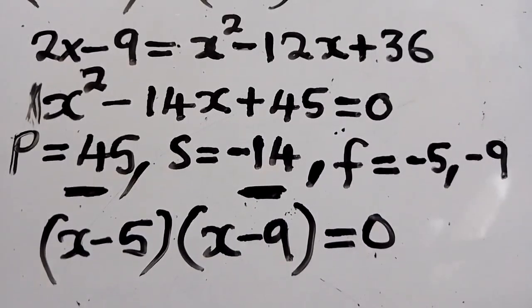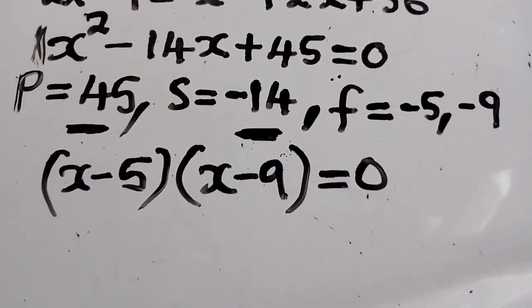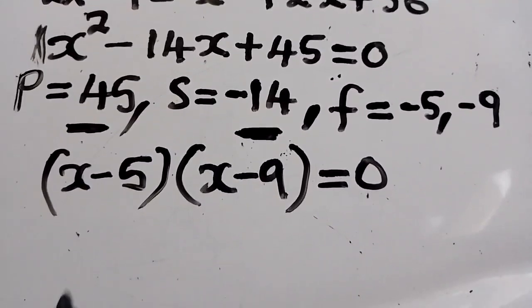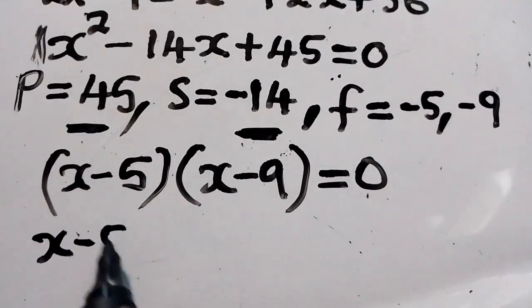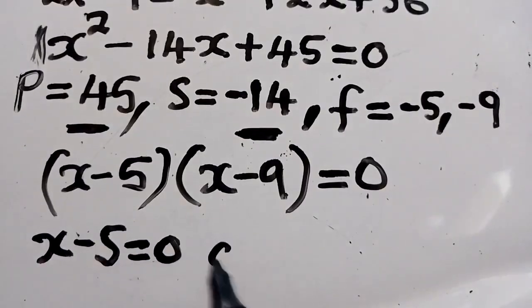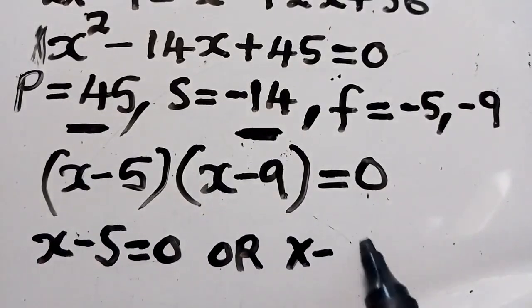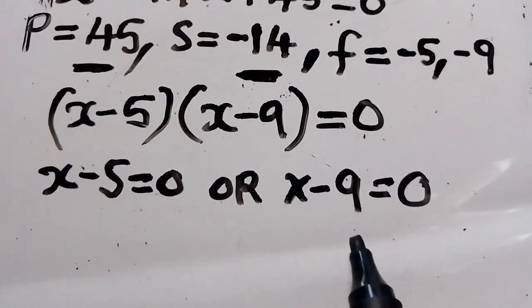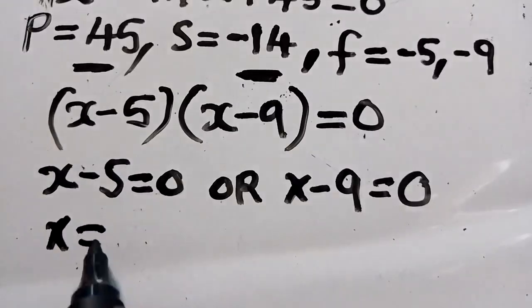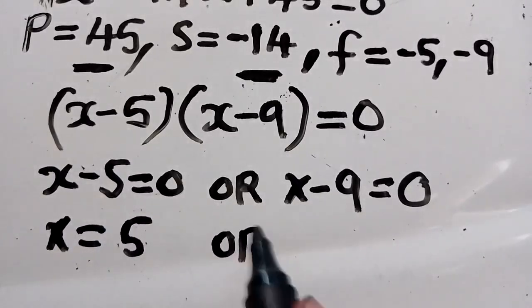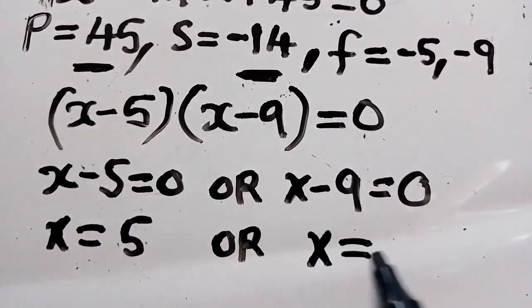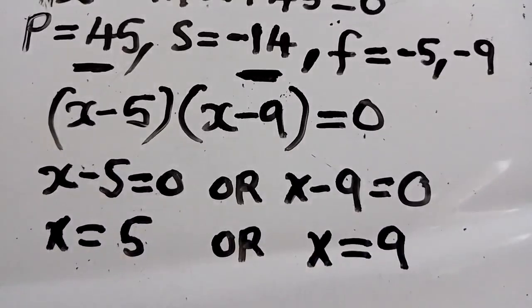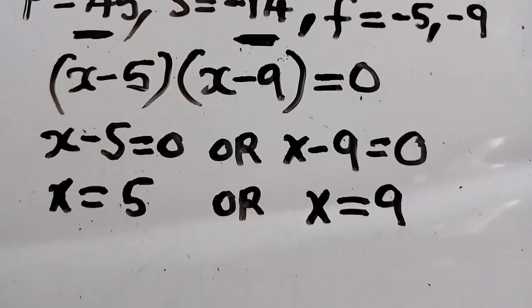When you solve this, you're going to say x − 5 = 0 or x − 9 = 0, where you conclude that x = 5 or x = 9. This is what we are going to do. So we've gotten two answers.